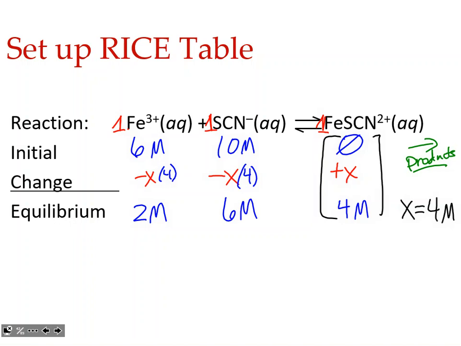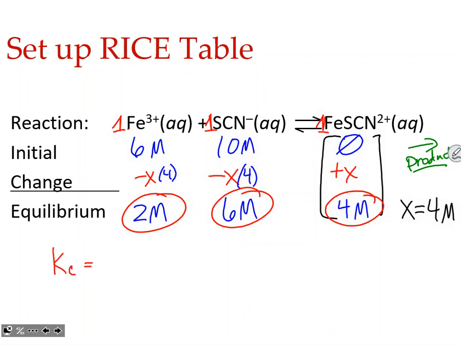Now we have all of the equilibrium concentrations. 2 molar, 6 molar, and 4 molar. All we have to do is set up our expression and plug them in. We can find K now. So let's write our K expression. In this case, it'd be like Kc because these are all concentrations, or you could write it as Keq, or just K is fine as well. Product, concentration of our complex ion over reactants. So concentration of the iron 3 times the concentration of the thiocyanate.